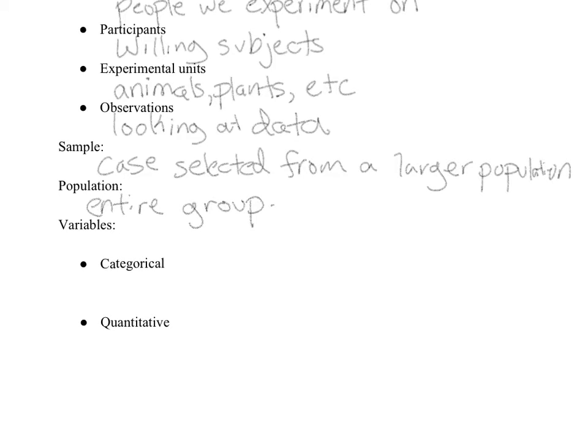Next, now we go on to the important part, the variables. This is important to remember. There are two different types of variables: categorical and quantitative variables. And the variables here are just characteristics.